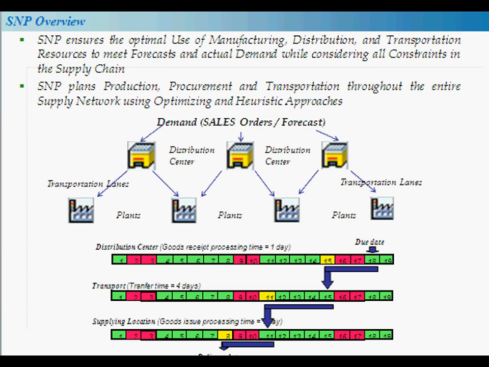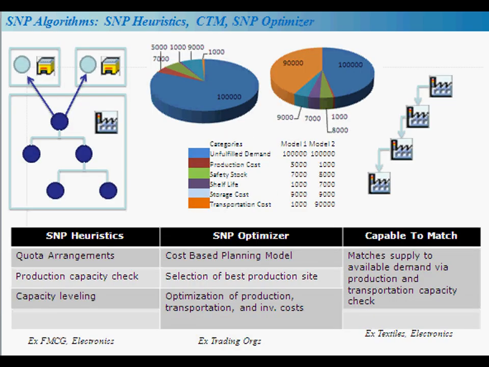And third, we start to handle our forecast. So now we have the forecast, and how do we manufacture it? To manufacture the forecast, we create planned orders and production orders, which then, when confirmed, create stocks in the system. So to create planned orders and purchase requisitions in the system, there are three kinds of engine which SNP offers. SNP offers SNP heuristics, SNP optimizer, and SNP CTM.